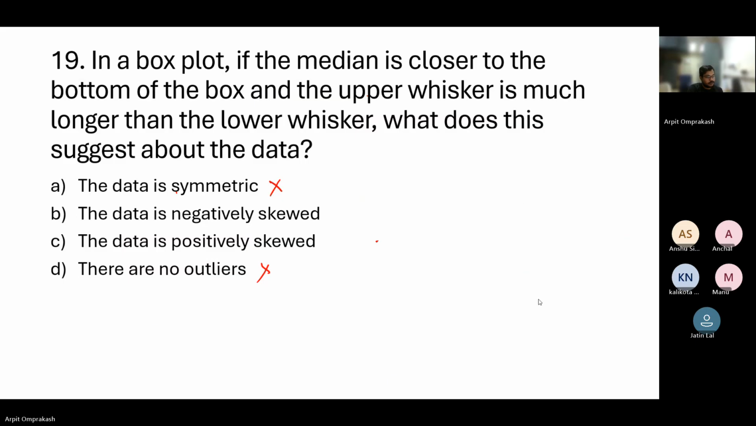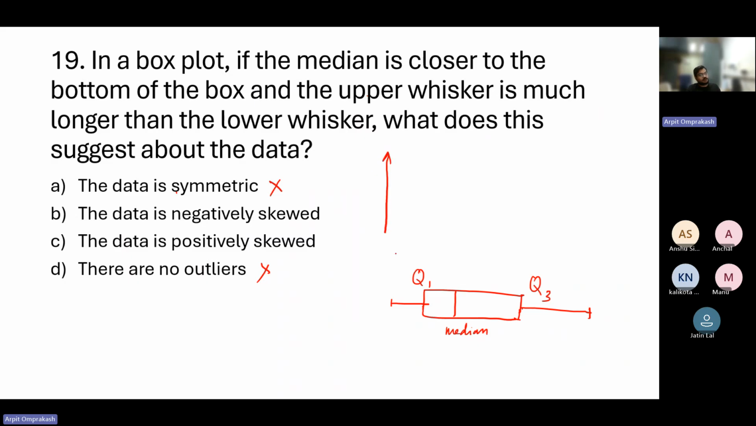Okay, I just have to do it again. So we have Q1 here, Q3 here, median which is closer to this. Then we have a small whisker here, and we have a large whisker here, right? So now imagine how the distribution would look like, right?